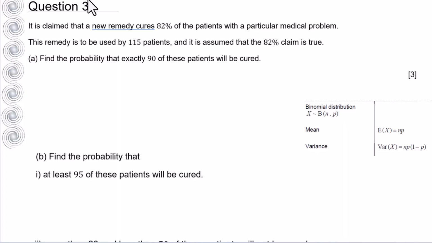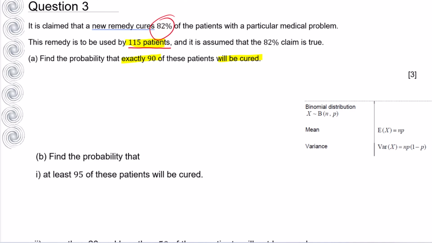It's claimed that a new remedy cures 82% of the patients with a particular medical problem. This remedy is to be used by 115 patients, and it's assumed that the 82% claim is true. Find the probability that exactly 90 of these patients will be cured. Based on this information: 115 patients, exactly 90, cured or not cured.